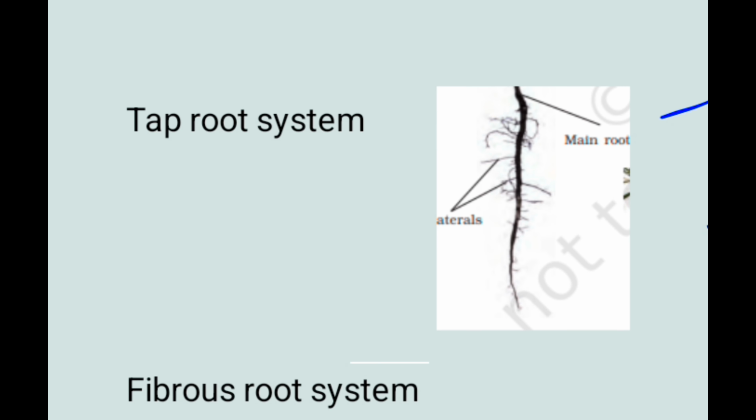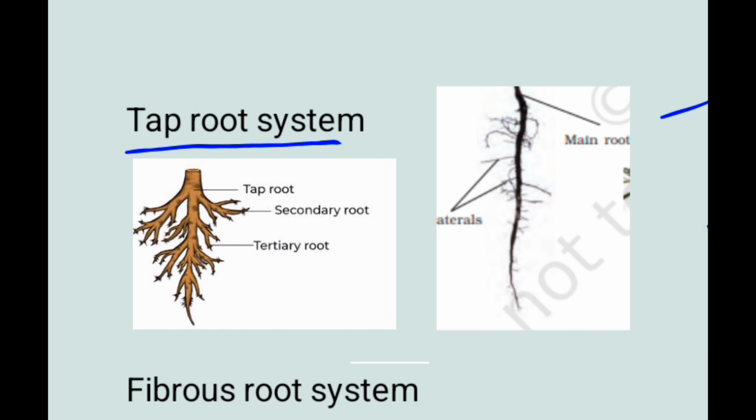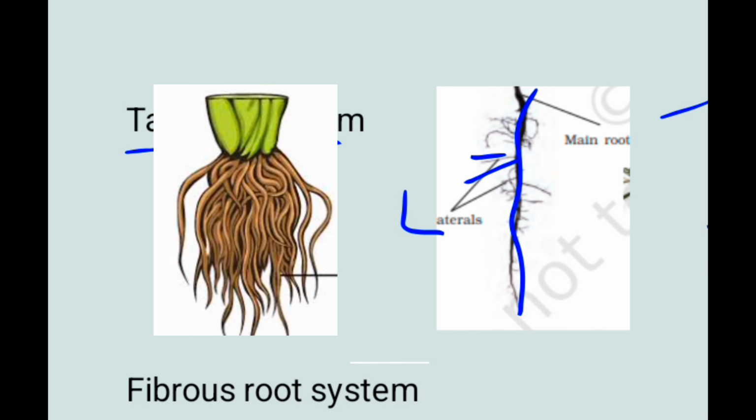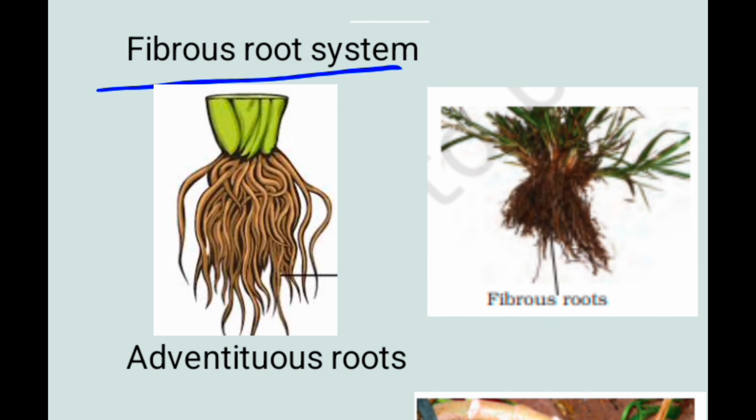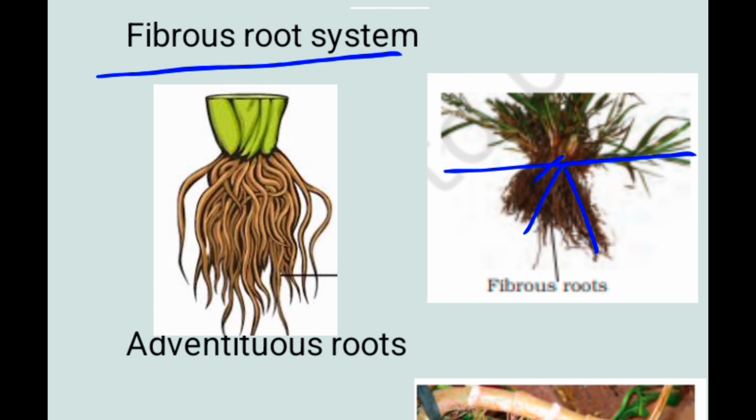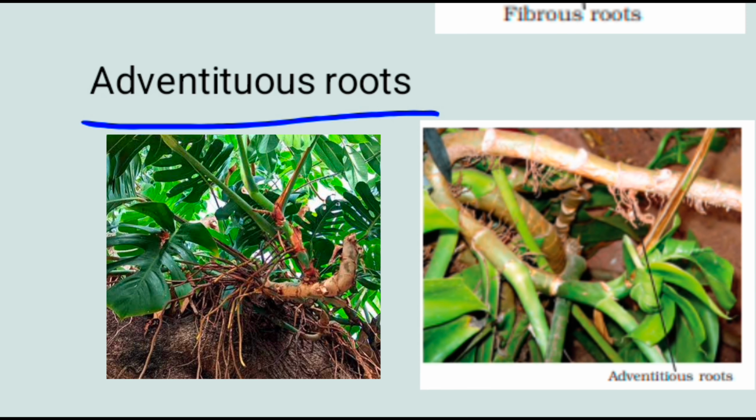We have three types of root system. First one is tap root system, which is found in dicot. It has a main root that gives off many lateral branches, and it is seen in mustard. Next, fibrous root system. It is found in monocots. The rootlets arise from the base of the stem. Example is wheat. Last is adventitious roots.